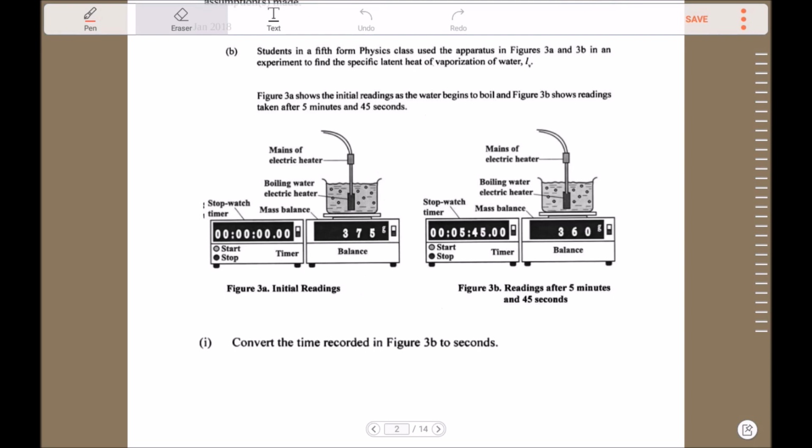Alright, so some thermal physics questions now. January 2018. Convert the time recorded in figure 3b to seconds. That is pretty simple. So that's 5 minutes, so that's 5 times 60, plus we have 45 more seconds. That is equal to 345 seconds.